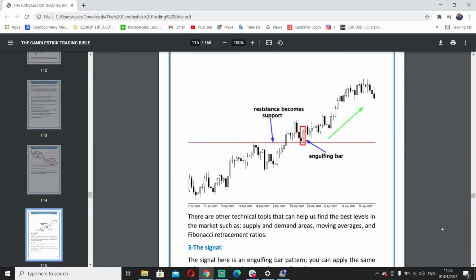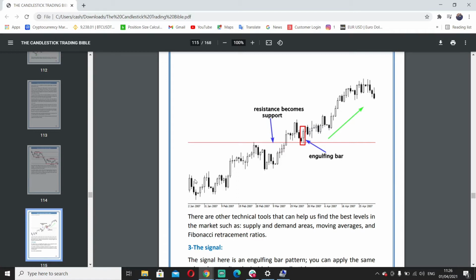So there are other technical tools that can help us find the best levels in the market, such as supply and demand zones, moving averages, and Fibonacci retracement ratios, which can also be used as a form of support and resistance. The moving average, you can use it the same way that you would use the trend line, in anticipating that every time that price bounces off, according to your trading plan, that's where you should probably be executing your play.